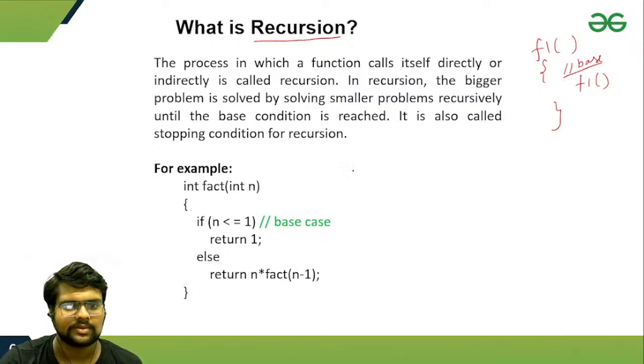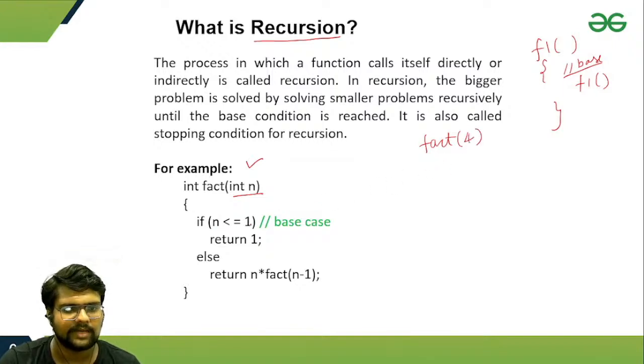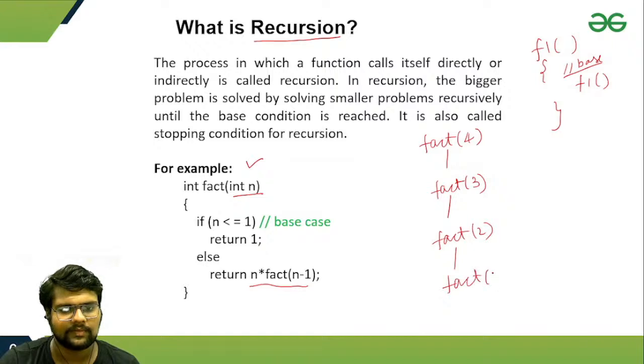Let's try one example of factorial which is covered in the previous lecture. If we want to calculate the value of fact of 4, then 4 is compared with 1. 4 is not less than or equal to 1, so the base condition will not be satisfied. So we will call fact of 3. Then it also does not satisfy the base condition, so we will call fact of 2. Then fact of 1 will be called.